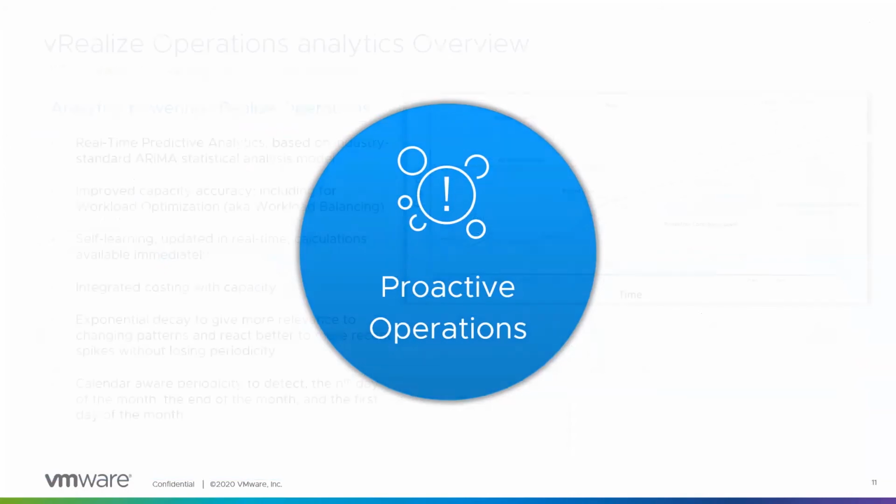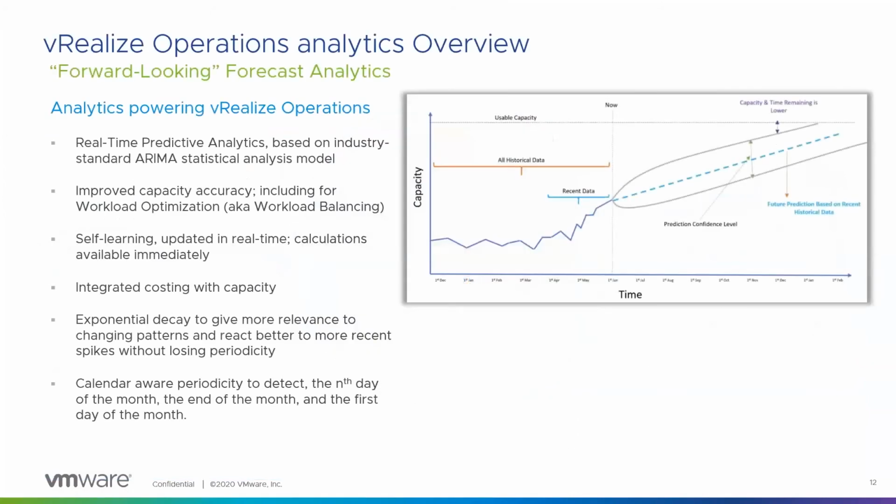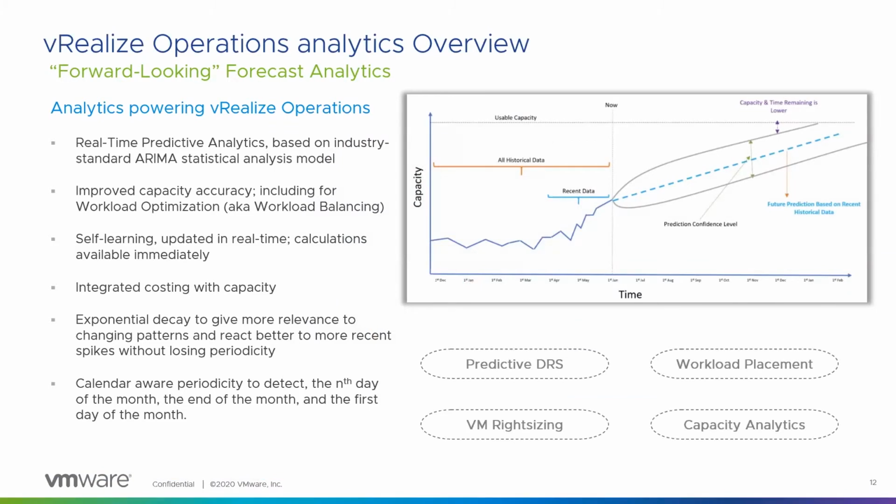Okay, so let's start with proactive operations. Again, as I said, this is the analytics which is driving the four use cases. There are multiple different sub-analytics built into this graph itself, so let's focus on this graph for a second. What you see on the left-hand side is the data points coming in, and these are coming in every 5 minutes. So the algorithm is taking the data and continuously shifting into the future in terms of forecasting.